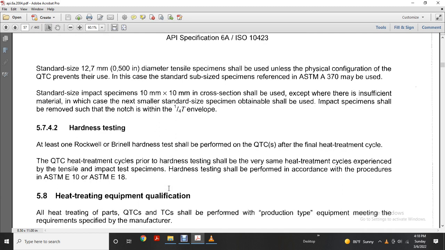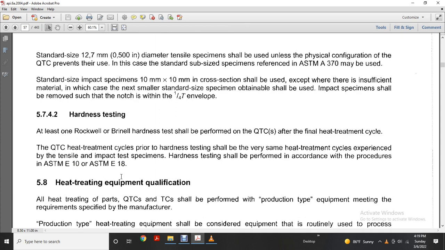Hardness testing: at least one Rockwell or Brinell hardness test shall be performed on the qualification test coupon after the final heat treatment cycle. The qualification test coupon heat treatment cycle prior to hardness testing shall verify the heat treatment cycle experienced by the tensile and impact test specimens. Hardness testing is performed in accordance with ASTM E10 and E18.